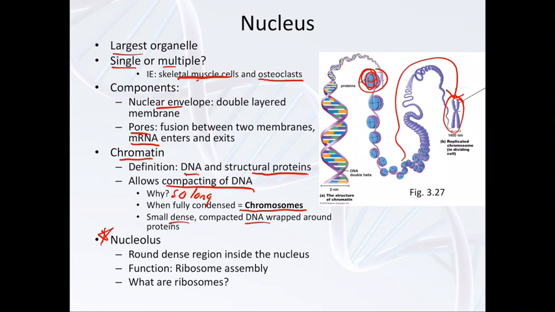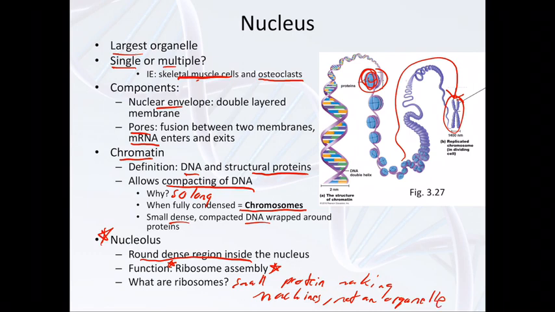Secondly, we have this thing on the inside of the nucleus called the nucleolus. Nucleolus is a small, dense, round region inside the nucleus. The only thing that we'll say about it here is that its primary function is that this is where ribosomes are made. Ribosomes are small protein-making machines. So not an organelle, but a very important piece to making proteins in the body. And the ribosomes are made in this nucleolus.